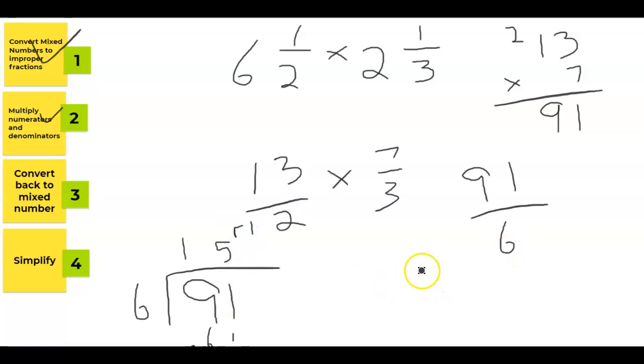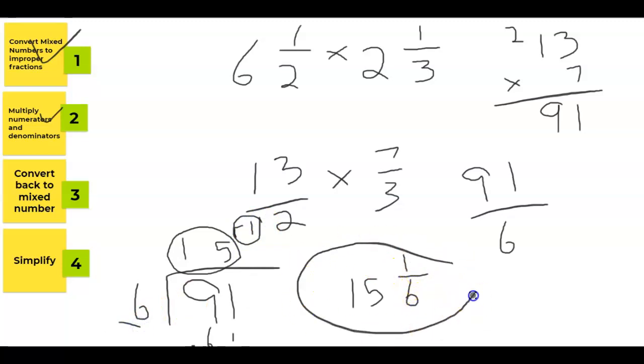So that means 6 goes into 91 15 whole times, right? I got that from right here. There is 1 left over. I got that from my remainder. And my denominator is 6. Is that in simplest form? Yep, because I have a 1 on top. 15 and 1/6.